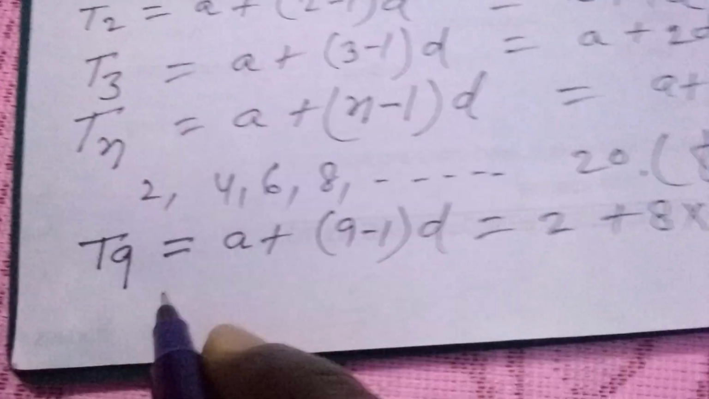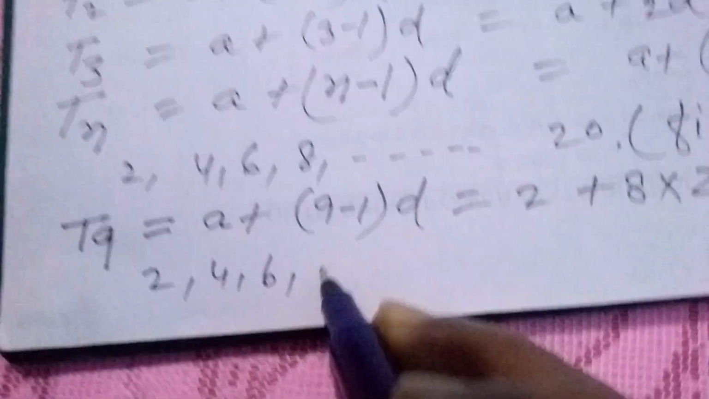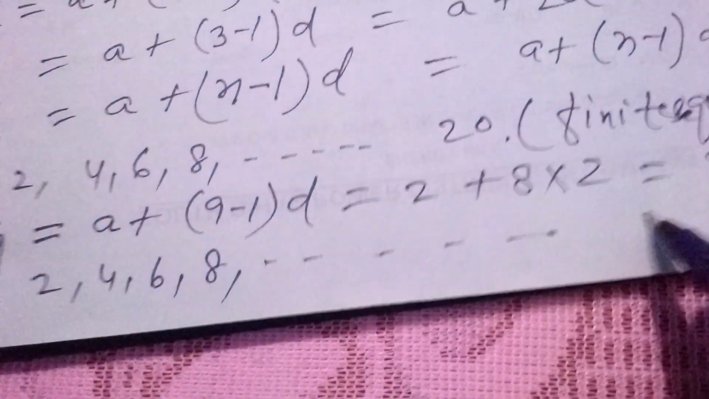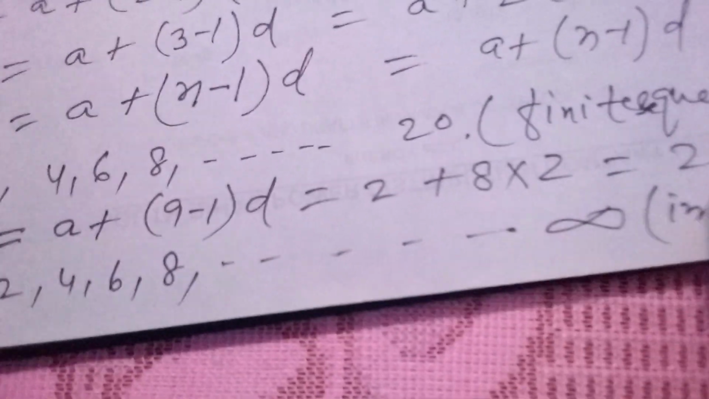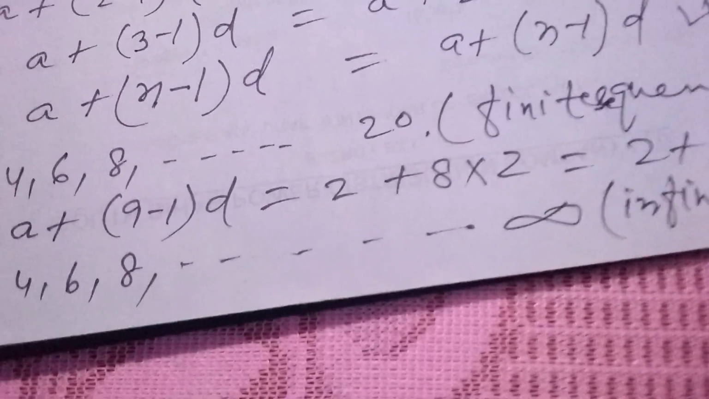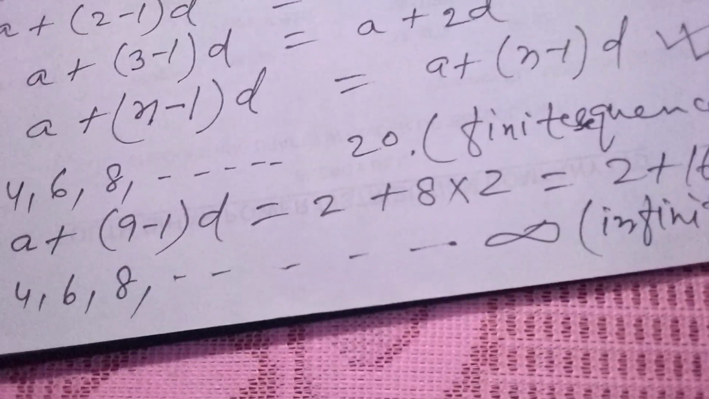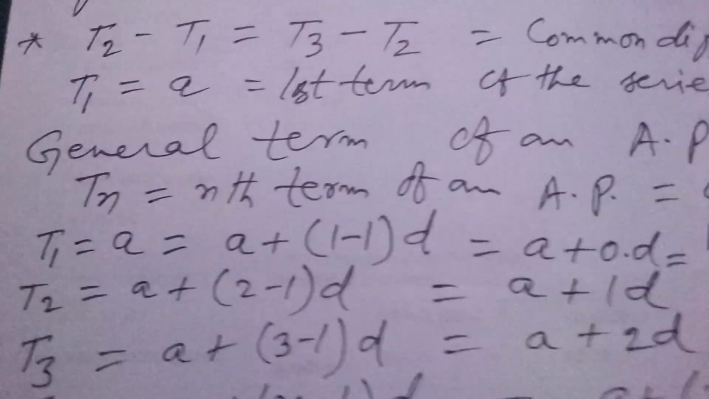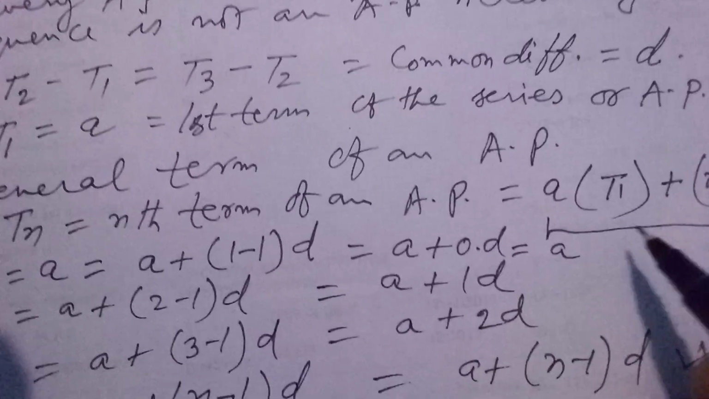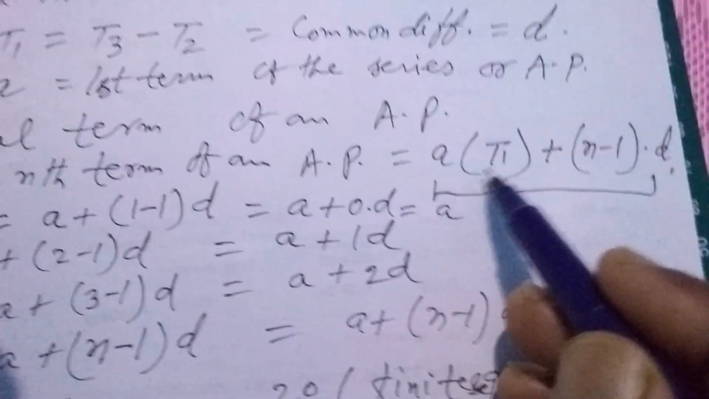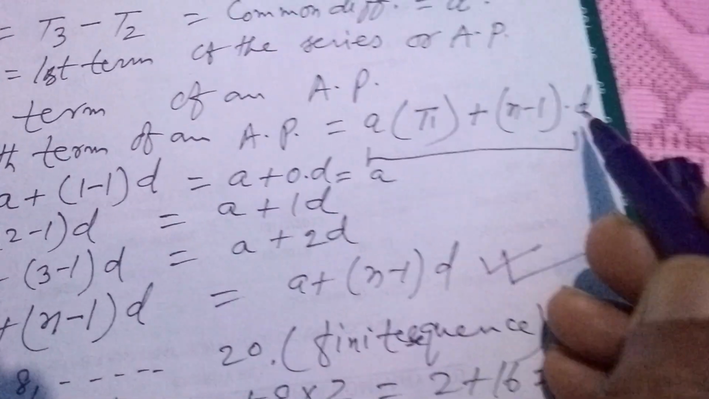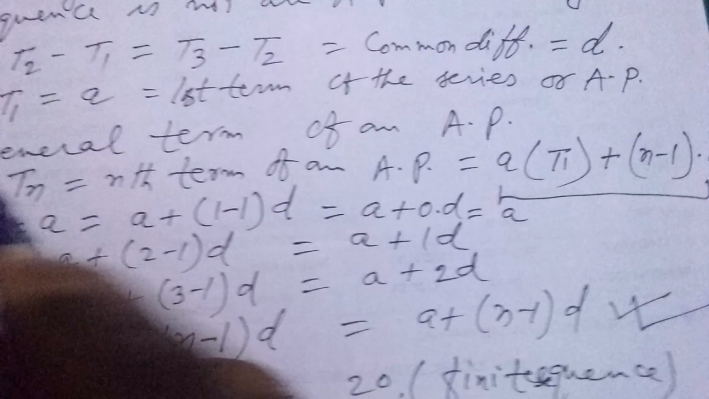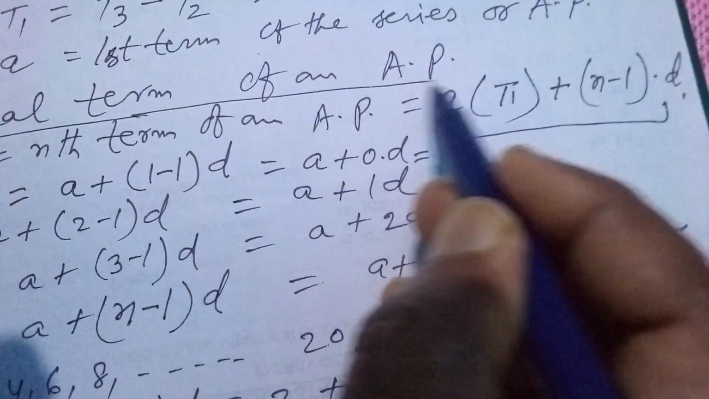And when it is given as 2, 4, 6, 8, and so on, this is an infinite sequence. So there are two types of sequence, finite and infinite. In this way, this formula is the main one, the nth term of an AP, that is a plus n minus 1 into d. This is called the general term of an AP.